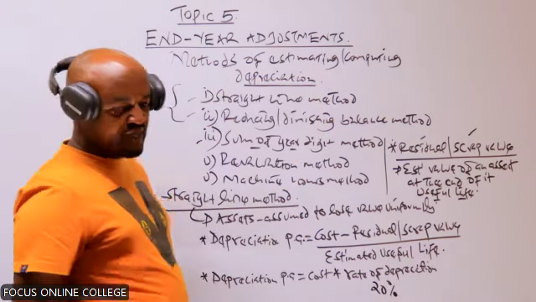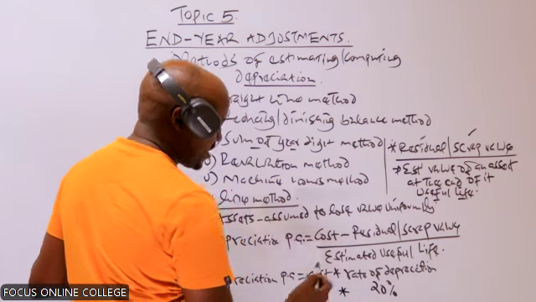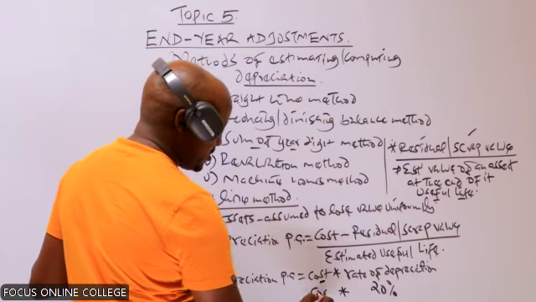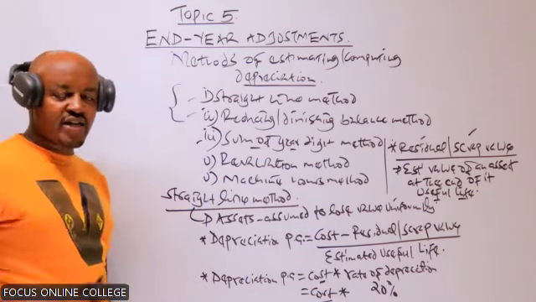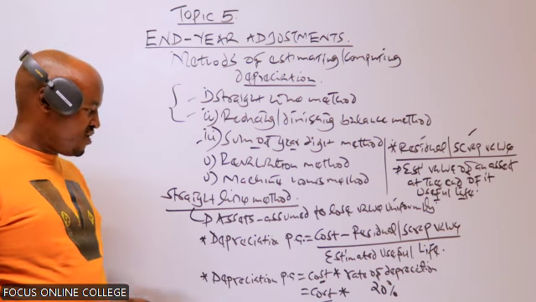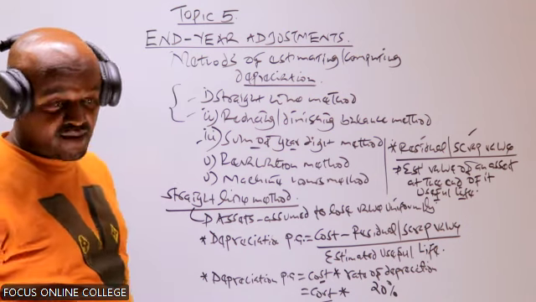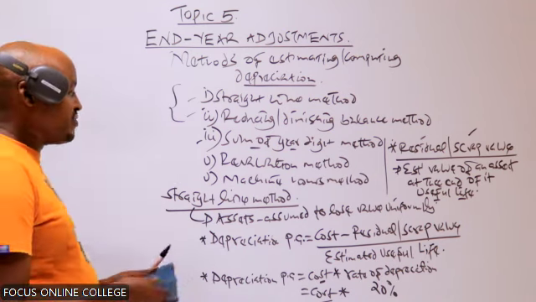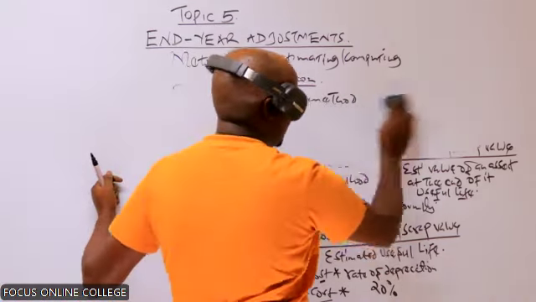So when computing the depreciation under this particular method, you multiply that with the cost. The cost is the amount at which the asset was acquired. So the asset was bought at an amount of how much? So therefore, this is how we compute the depreciation per annum of an asset using the straight line method.